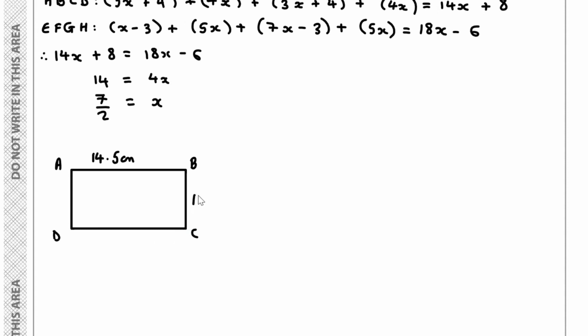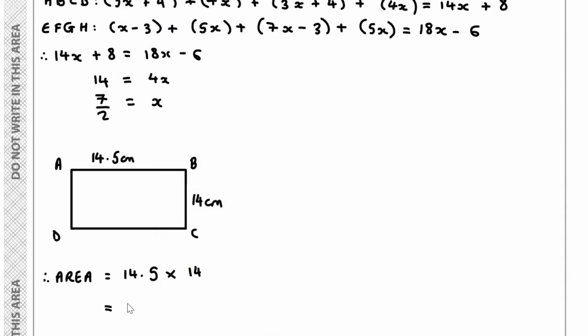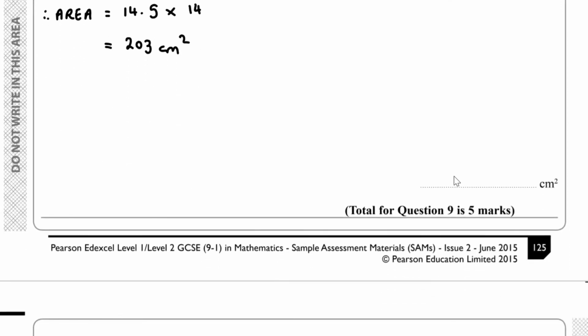So here we've got 14 centimeters, and therefore the area is equal to 14.5 multiplied by 14. So if we work this out, you'd find we get 203 centimeters squared. So the area is 203 centimeters squared.